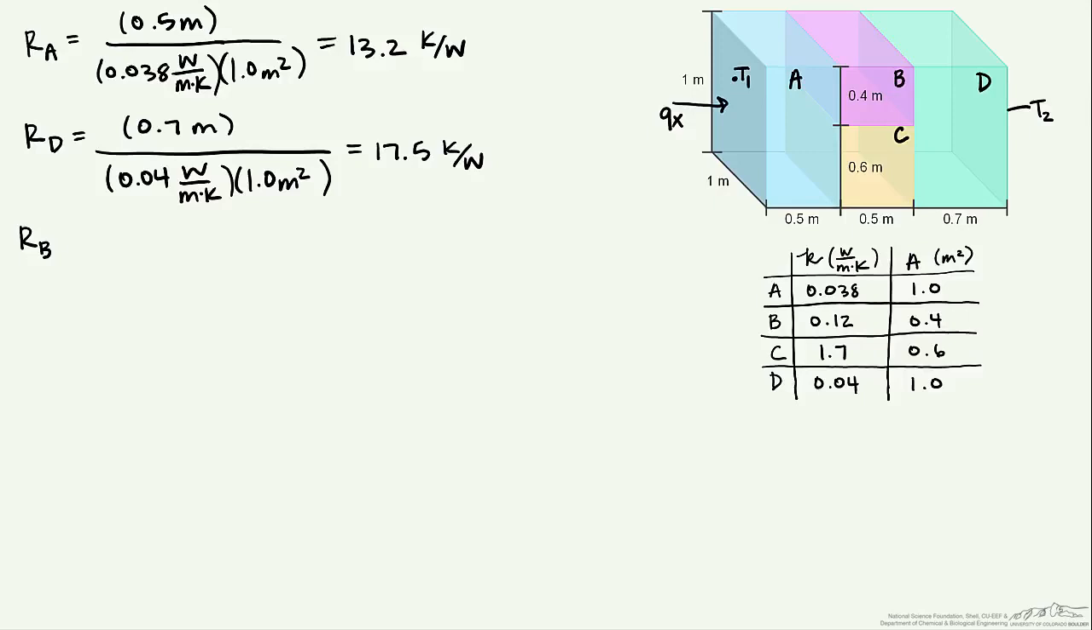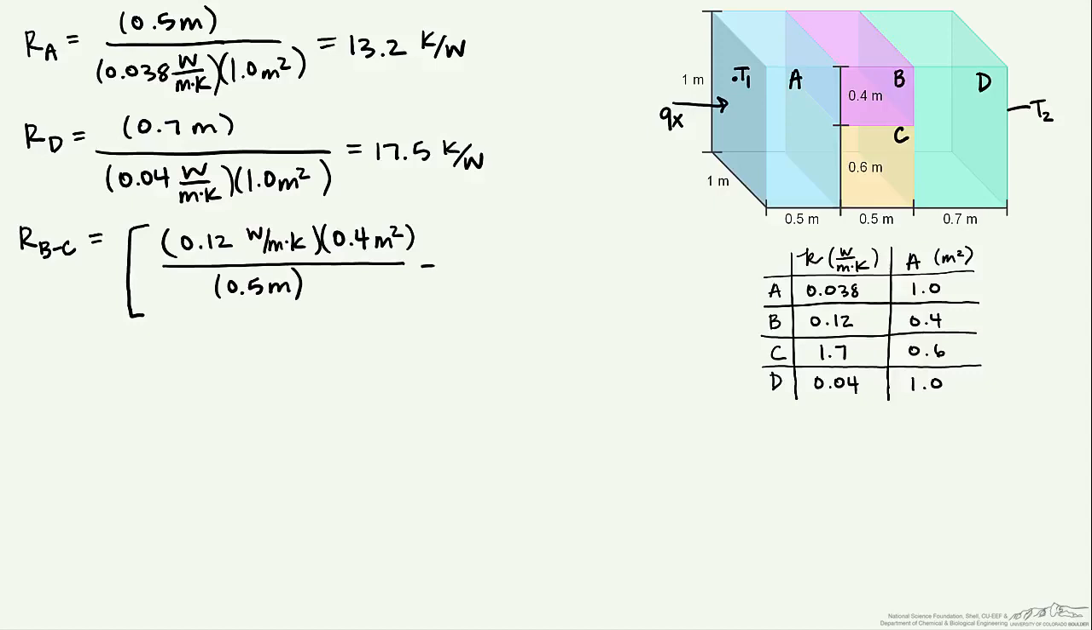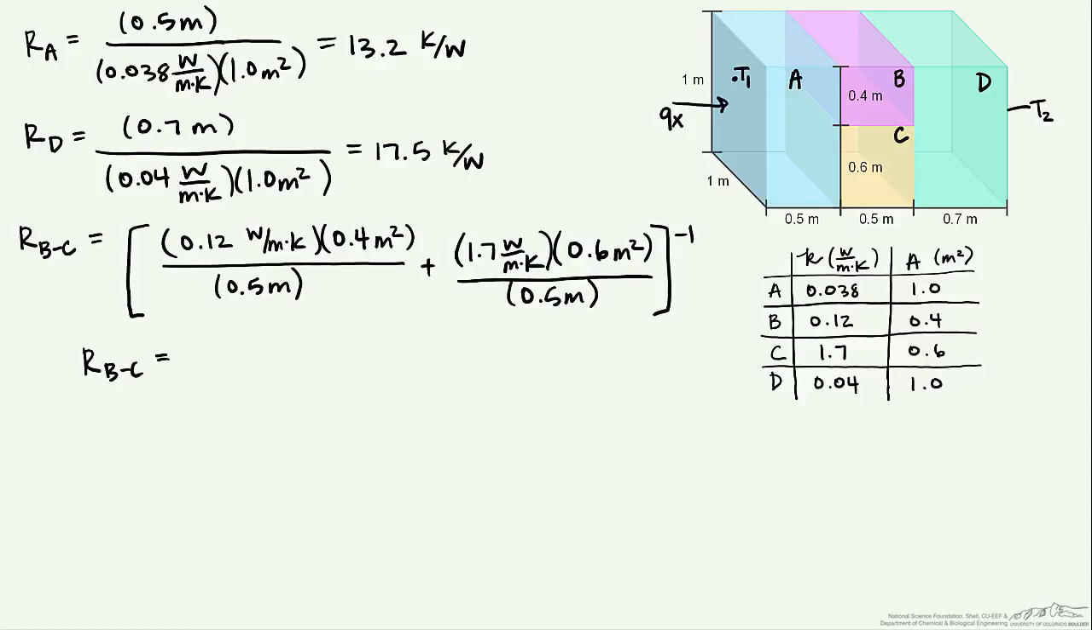However, now we're going to have to put an equivalent resistance for B and C. And so what this is going to equal is, for B, 0.12, here's our thermal conductivity, watts per meter Kelvin, and this is multiplied by its area. And notice that this is just the inverse of the resistances we wrote before, obviously with their own numbers. And so we do the same thing for our C.